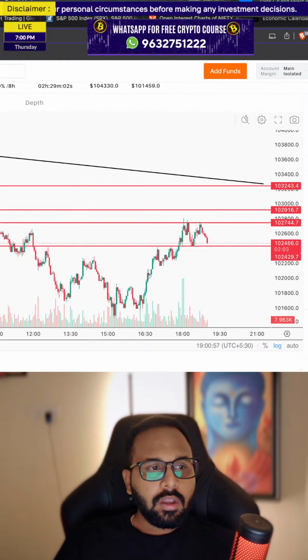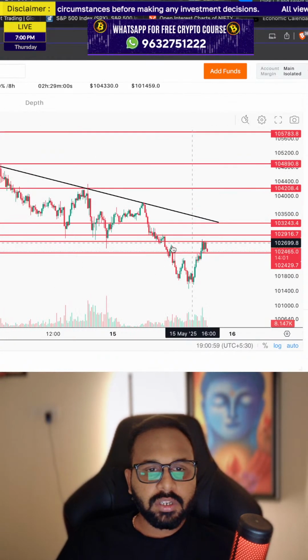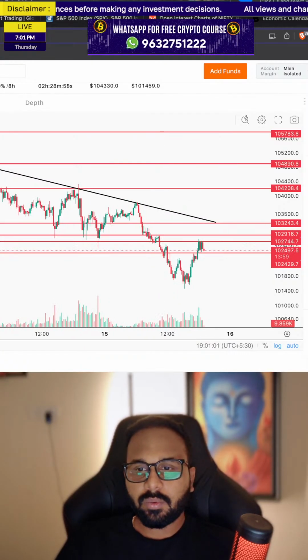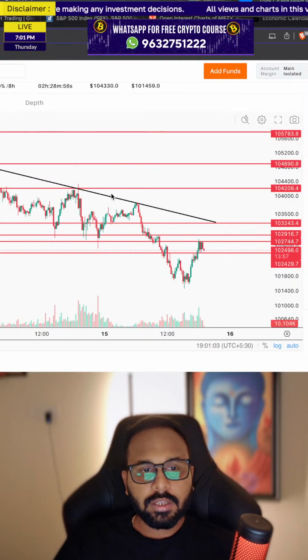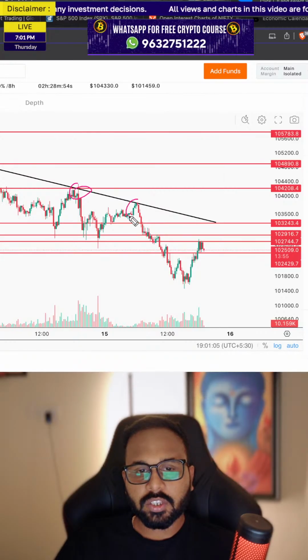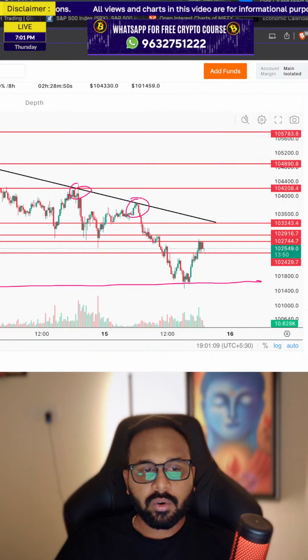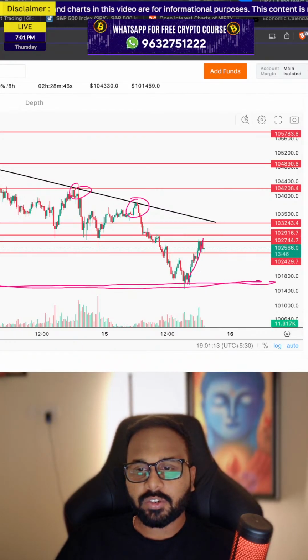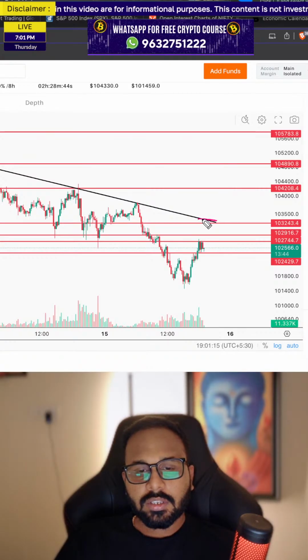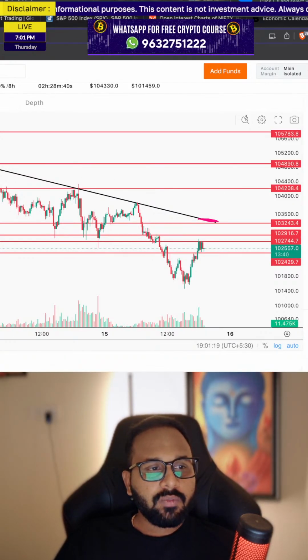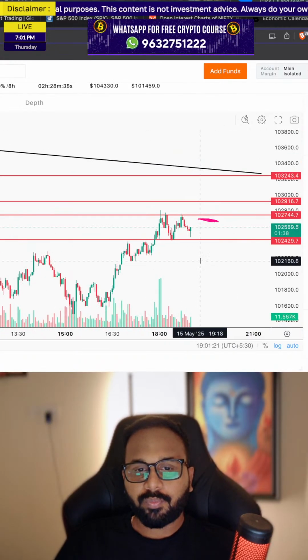Now, first thing, let me switch to the 15 minutes time frame. On the 15 minutes time frame, what we can see is this trend line acting as resistance 1, resistance 2, resistance 3. Previously, where the market took support, it took support exactly near this area. Continuously, there was buying pressure in the market. So this is the next resistance area in the market, and that is something we'll be focusing on today.